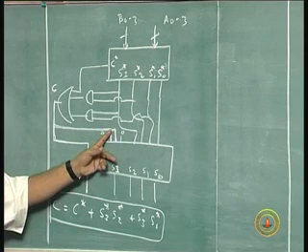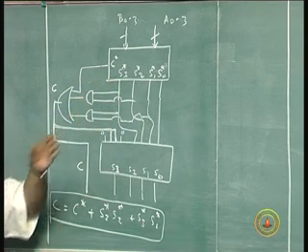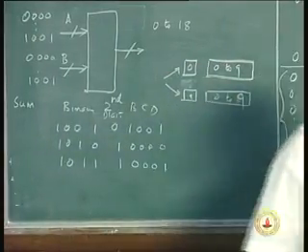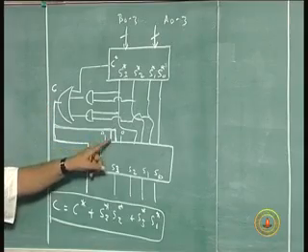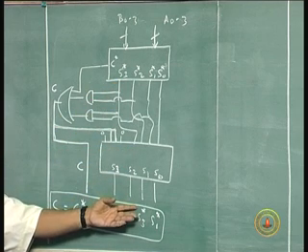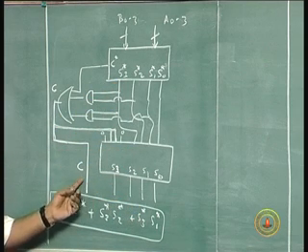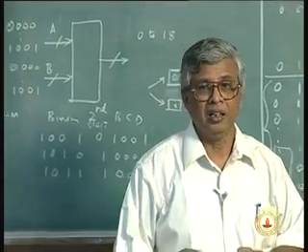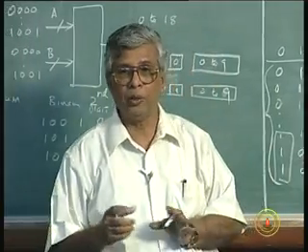Otherwise, this will be 0. If the result is a BCD number from 0 to 9, this C will be 0. So, I will be adding 0 0 0 0. That means the original number will come out as the correct final number, and this also will be 0. This is BCD addition.